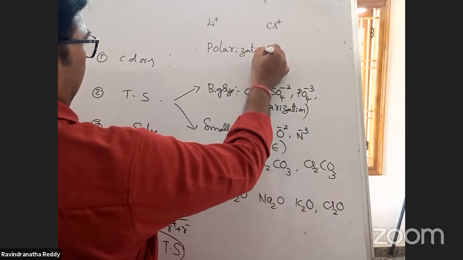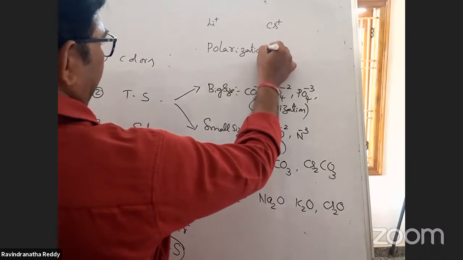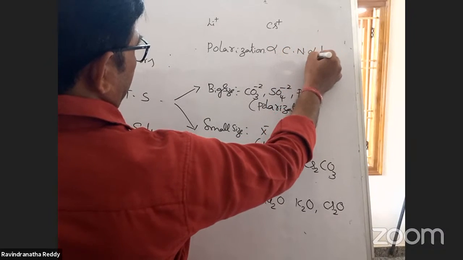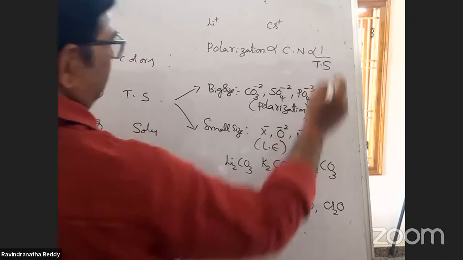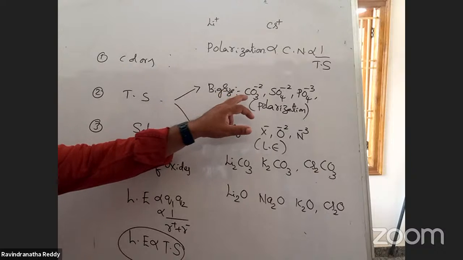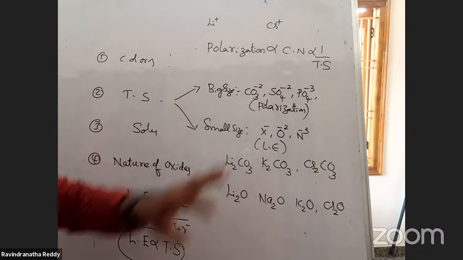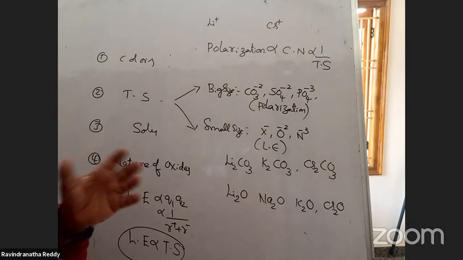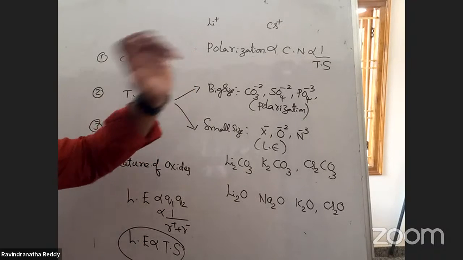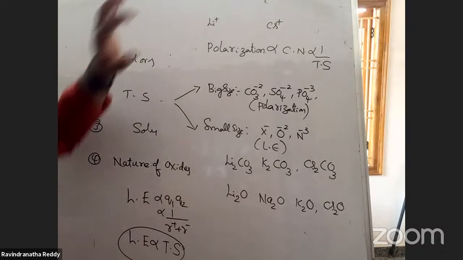Polarization is directly proportional to covalent nature. Covalent nature is inversely proportional to thermal stability. So for compounds like carbonates, sulfates, phosphates, for example, cesium carbonate is more stable and lithium carbonate is least stable.